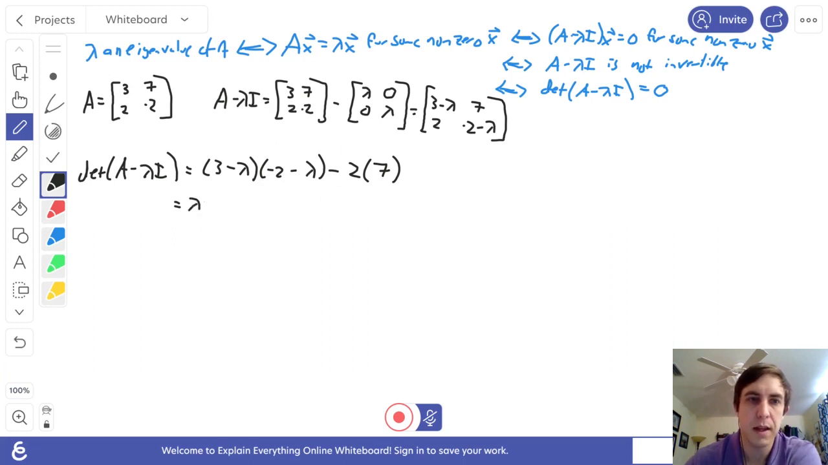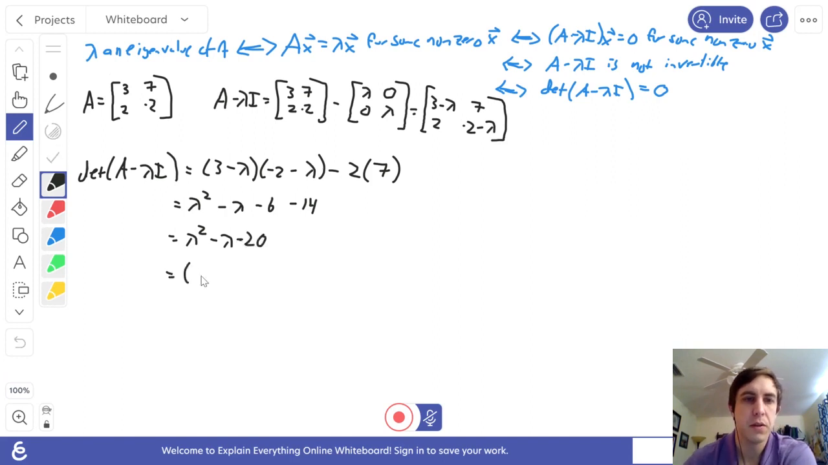So if I expand this out, it looks like I have a lambda squared, and then minus lambda, and minus 6, and minus 14 from the 2 times 7. Got lambda squared minus lambda minus 20. And now to find the roots, we can just factor. Looks like lambda minus 5 times lambda plus 4 will do the trick. So lambda equals 5 and negative 4 are the roots of this polynomial. So they are the eigenvalues of our matrix.